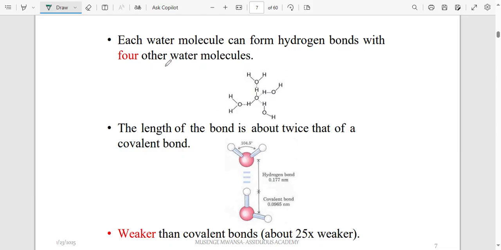Each water molecule, it is important for you to know, will form four bonds with four other water molecules. That is very important. These are hydrogen bonds that it forms, four of them.